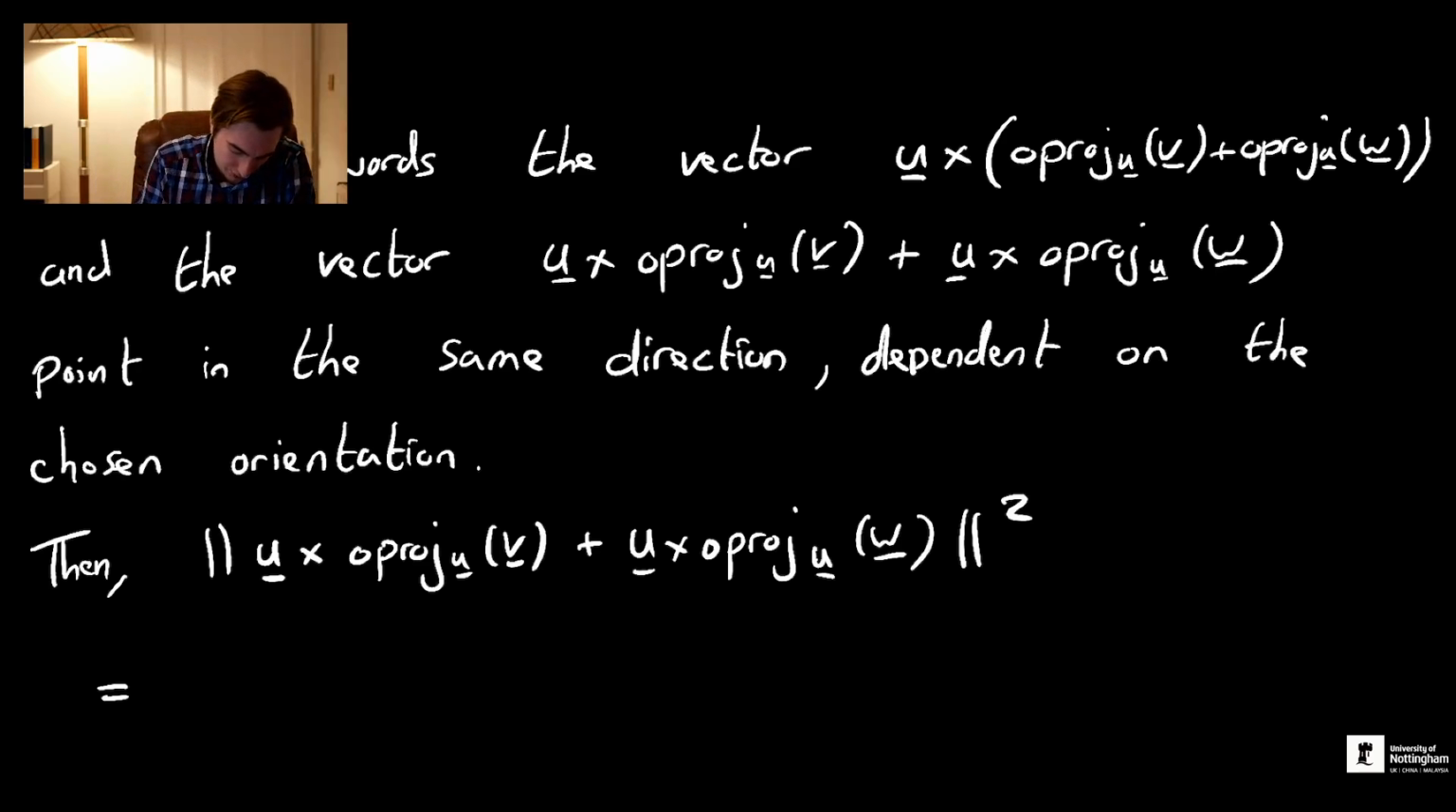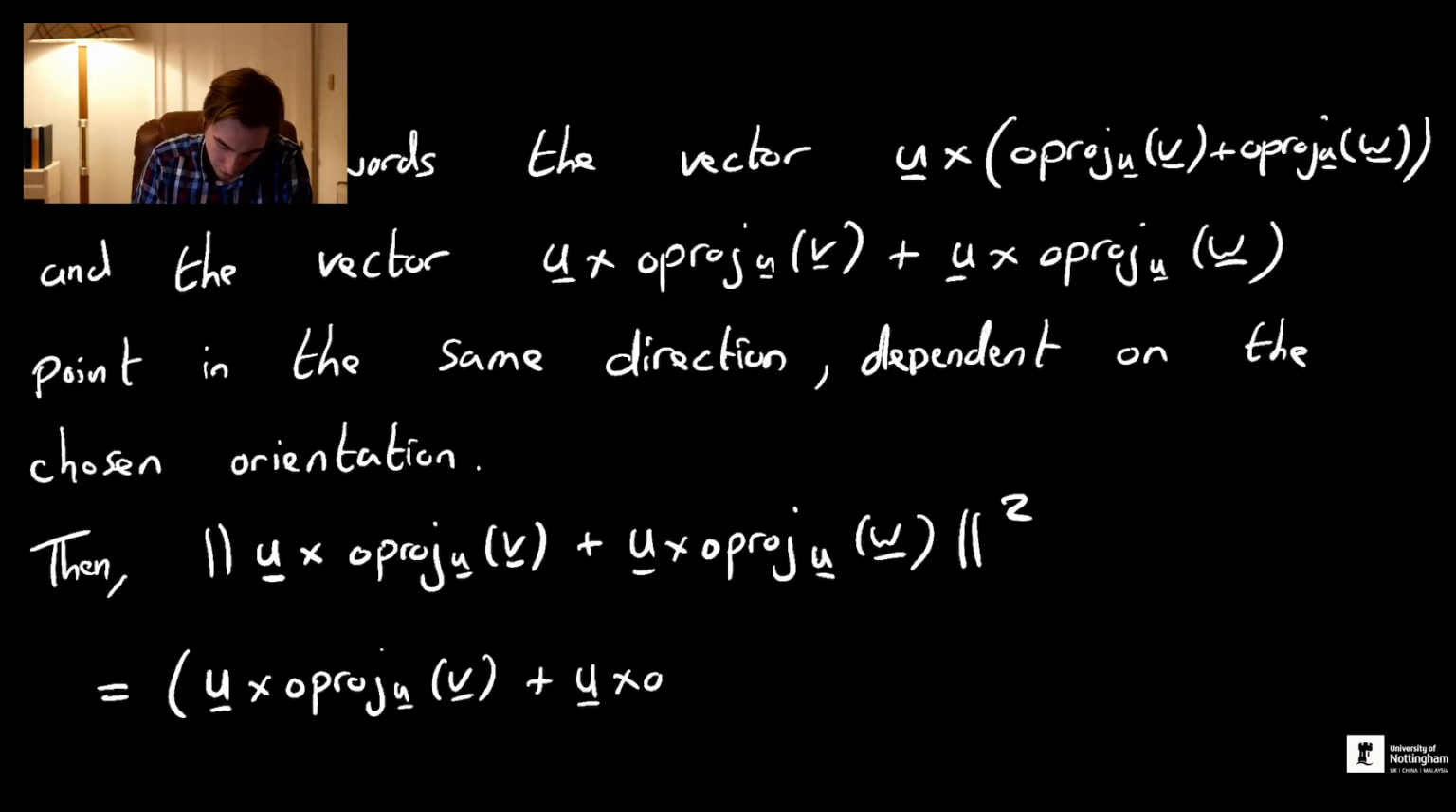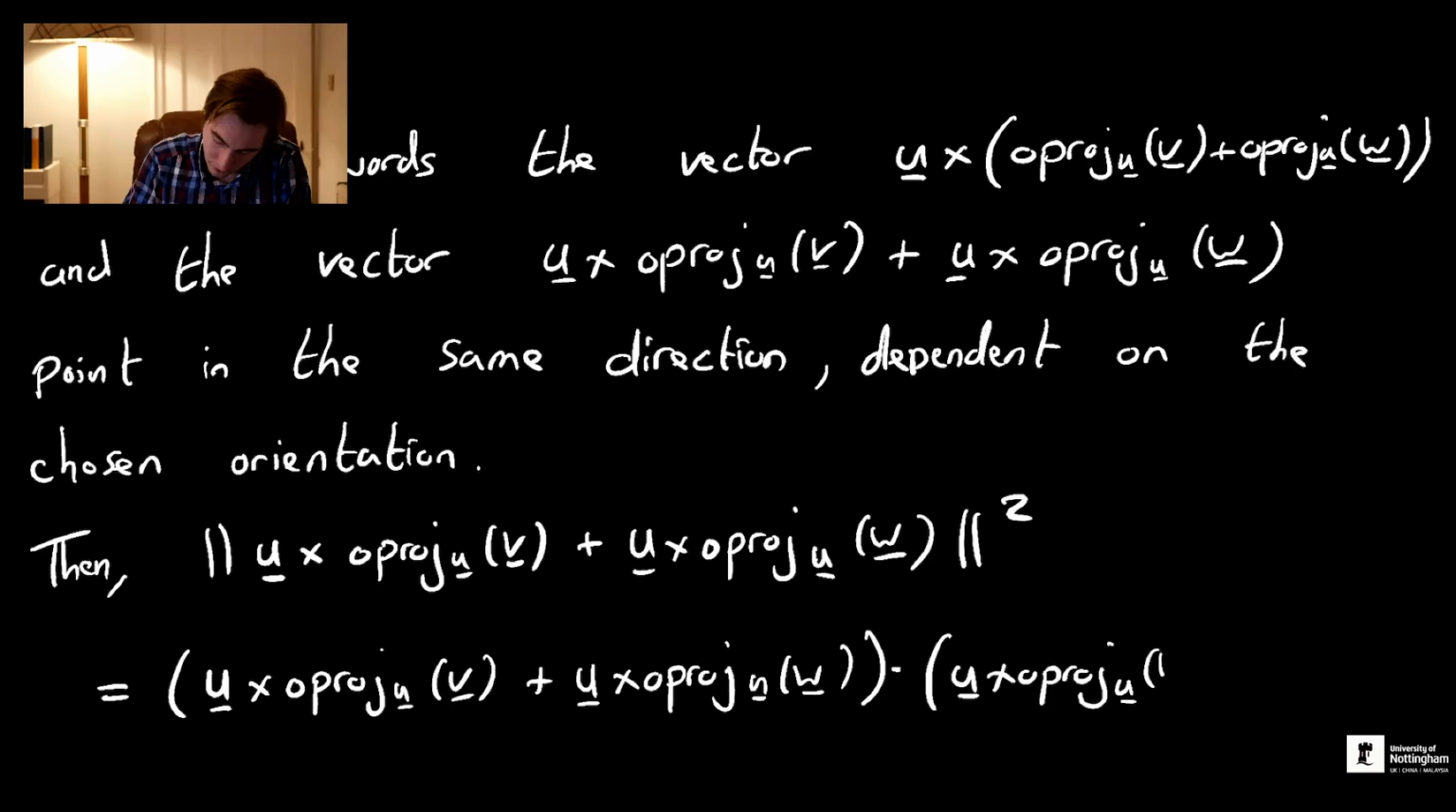So in other words, we get u cross the orthogonal projection of v onto u plus u cross the orthogonal projection of w onto u, dotted with u cross the orthogonal projection of v onto u plus u cross the orthogonal projection of w onto u.